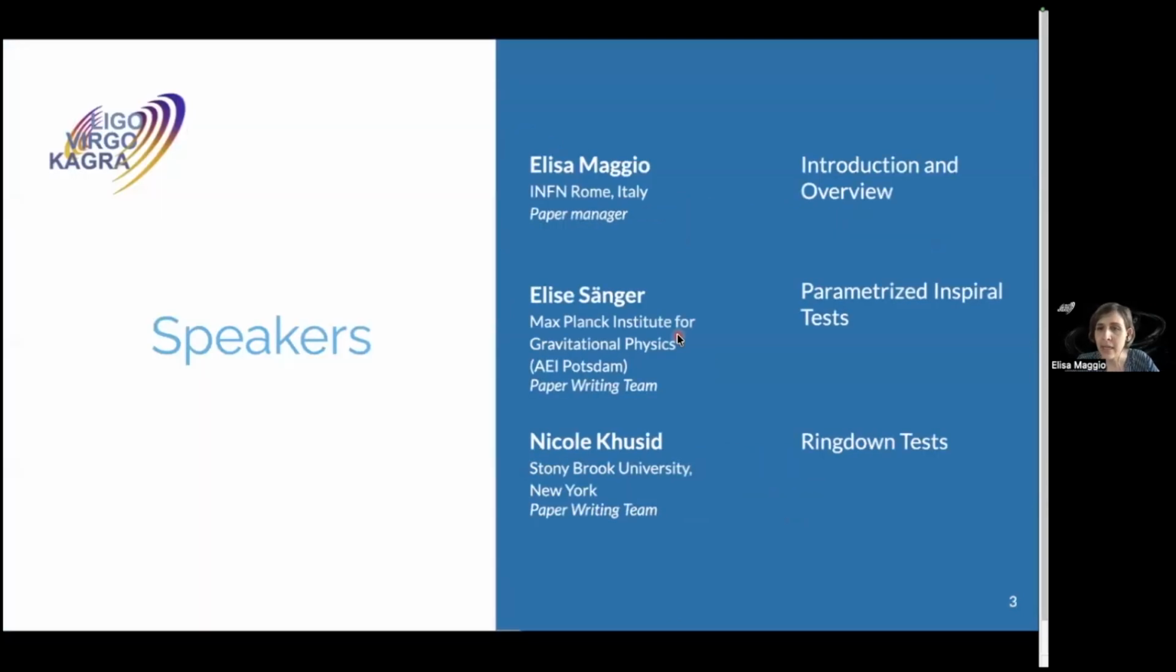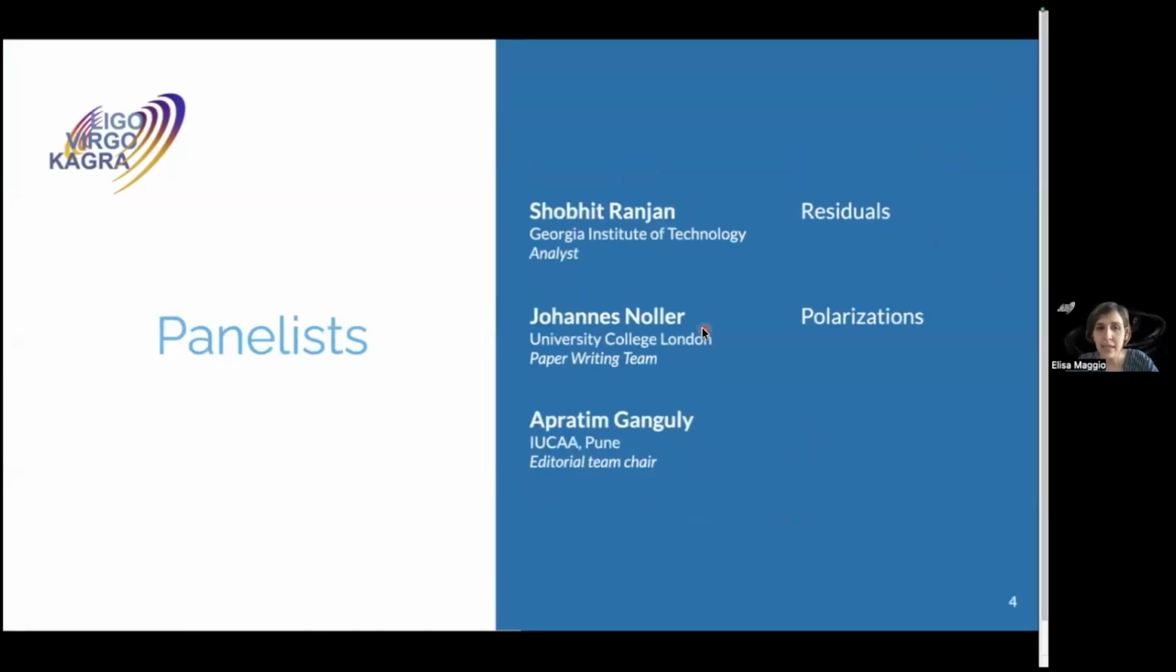So here today, we will be presenting the results of the paper. I will give an introduction and an overview of the paper. Elise Sanger will discuss parameterized inspiral tests of general relativity, and Nicole Cusid will describe ringdown tests of general relativity. Then we will have a panel discussion answering your questions, and also Shobit Ranjan will answer your questions about the residual analysis, as well as Johannes Noller about a polarization test, and Apratim Ganguly.